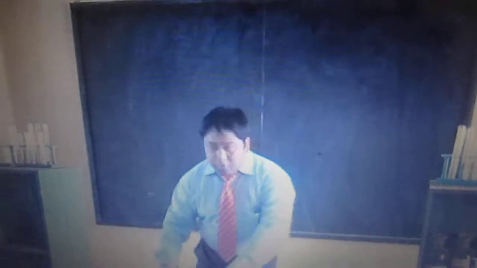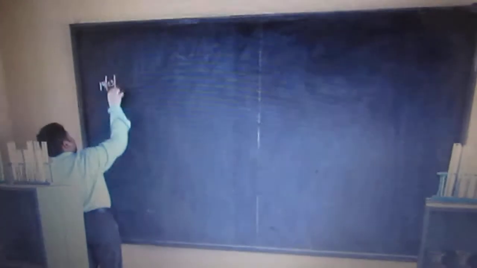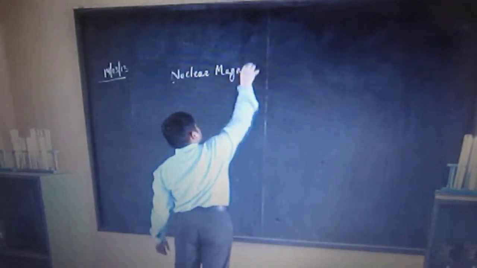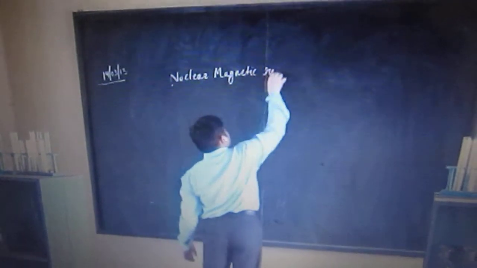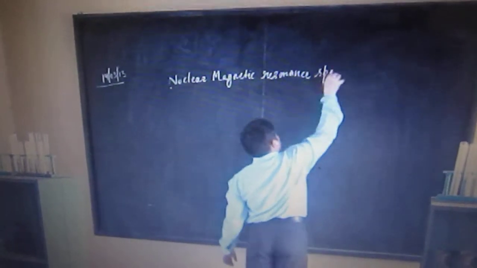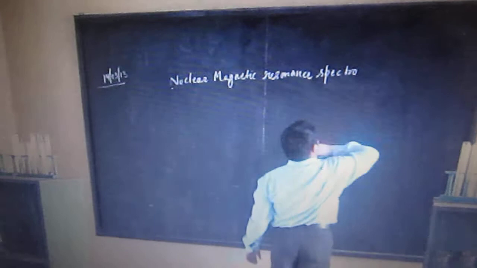Good morning. Today we will be discussing nuclear magnetic resonance spectroscopy. Nuclear magnetic resonance spectroscopy is a powerful analytical technique to determine the structure of any molecule, particularly the position of hydrogen atoms or other NMR active nuclei.